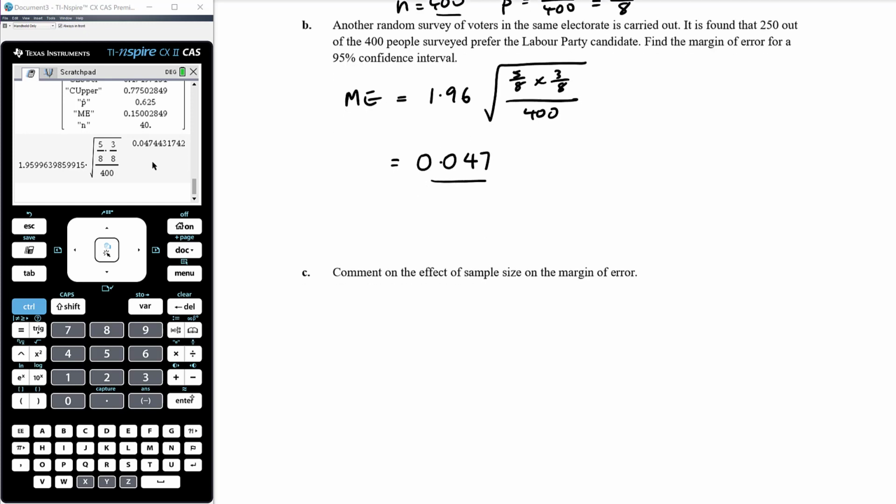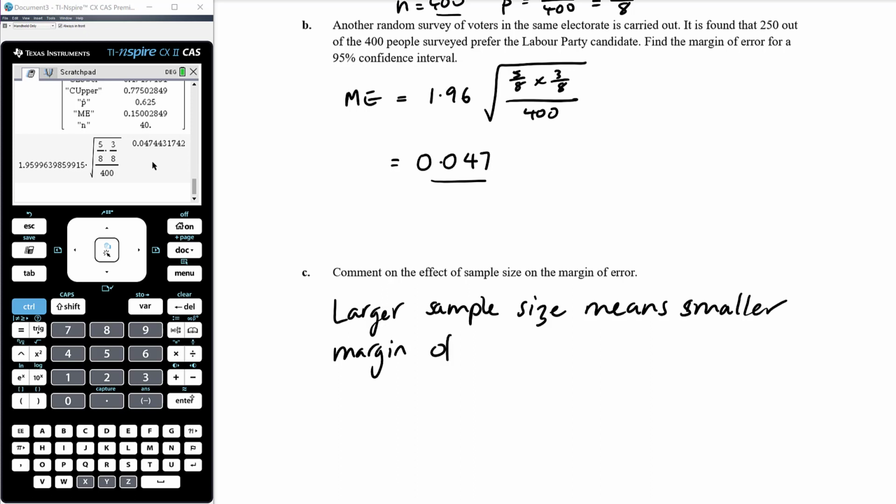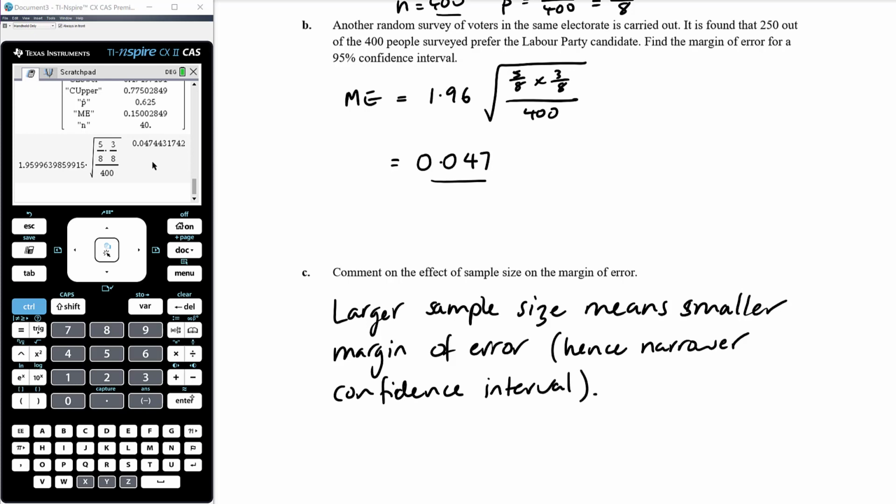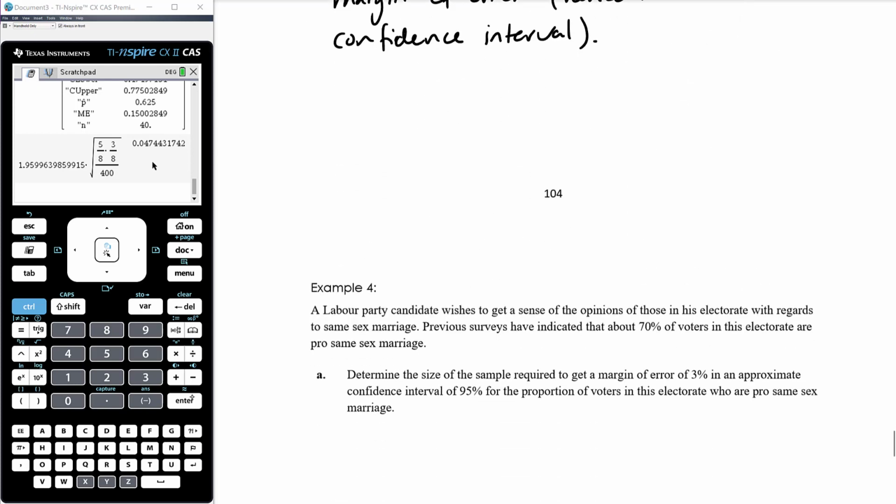Comment on the effect of the sample size on the margin of error. Larger sample size means smaller margin of error, so hence narrower confidence interval. That's a really important idea as well.